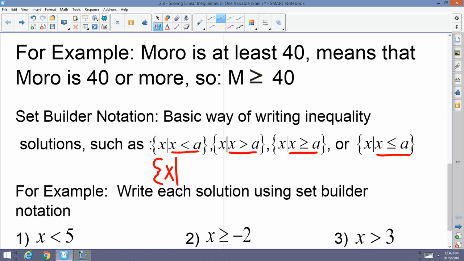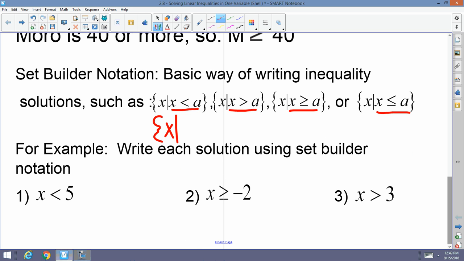Please note that whenever you're reading inequalities, you read from the variable in question. You never read from the number, you read from the variable in question, and I'll explain what that means right now. Write each solution using set builder notation. Well, again, what I mean by reading from the variable, this is x is less than 5. You do not read 5 is greater than x. No, no, no. It's x is less than 5.